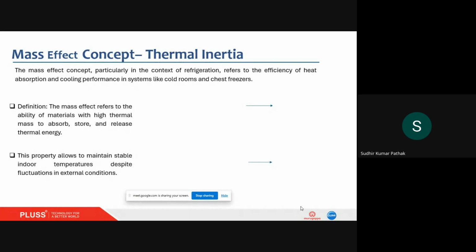Then this extra stored energy can be released at the time of need, and this property maintains a stable indoor temperature. Also, we are going to understand how we can implement the phase change material for energy efficiency and cost savings, and the innovative solutions we obtained by using phase change materials.